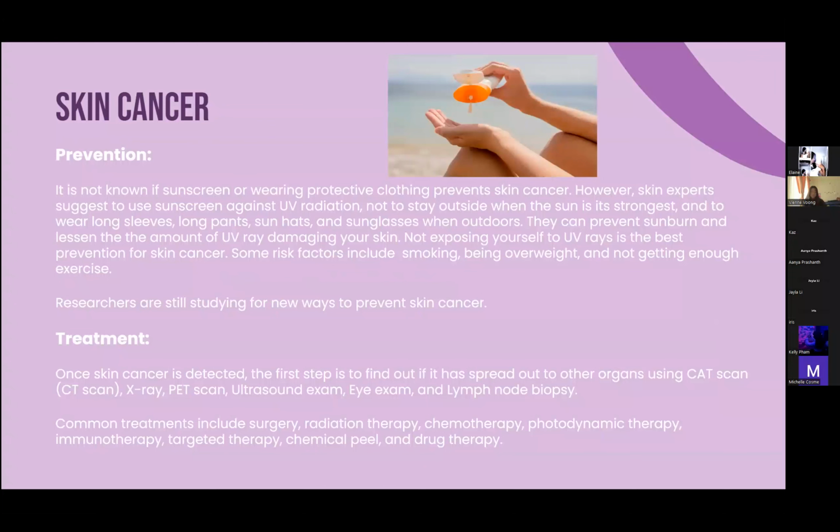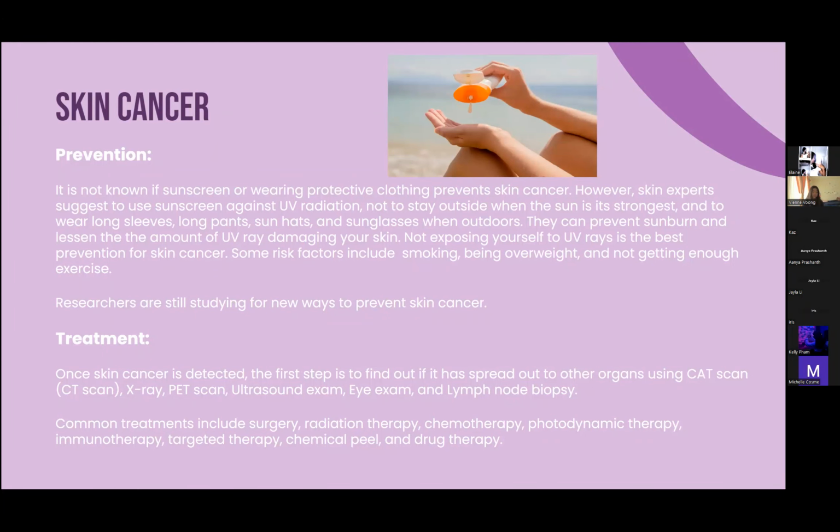So for prevention, the best way to prevent skin cancer is not being exposed to UV rays. While it's not known if sunscreen or protective clothing prevents skin cancer completely, skin experts suggest wearing sunscreen, not staying out when the sun is the strongest, and wearing long sleeves, long pants, hats, or sunglasses to prevent sunburn and lessen the amount of UV rays damaging your skin.